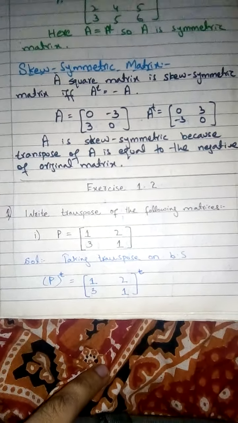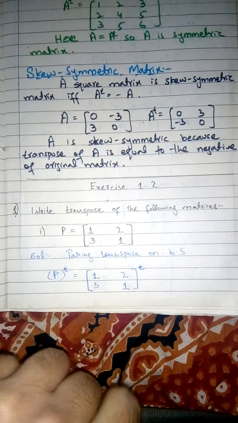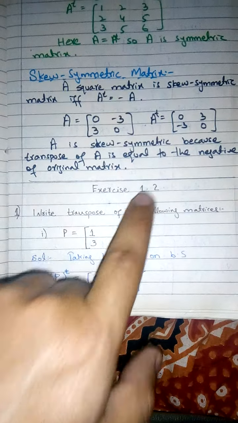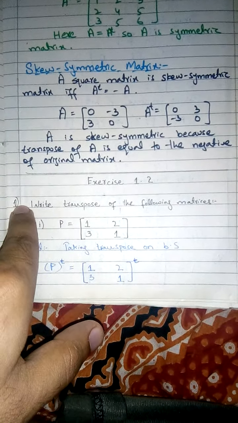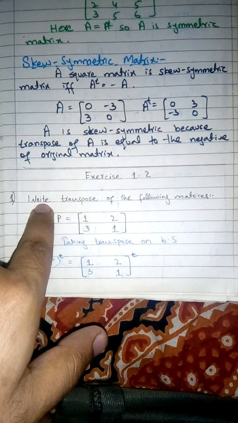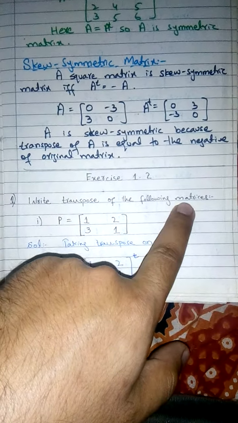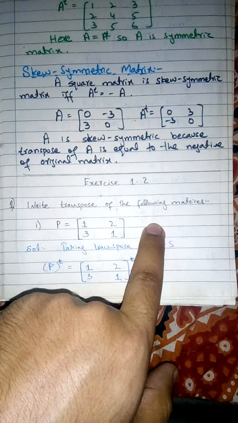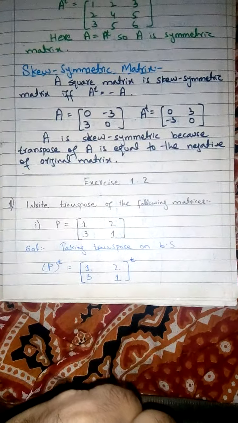So in exercise 1.2, the question number is 1, and what it is saying in question number 1 is: write the transpose of the following matrices. So in this question you have to write the transpose of each matrix.